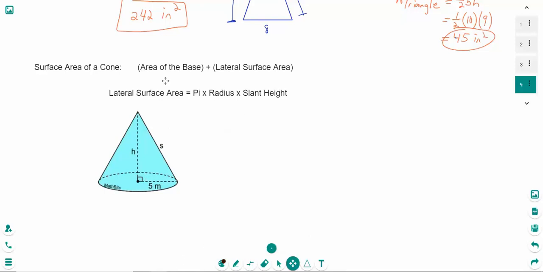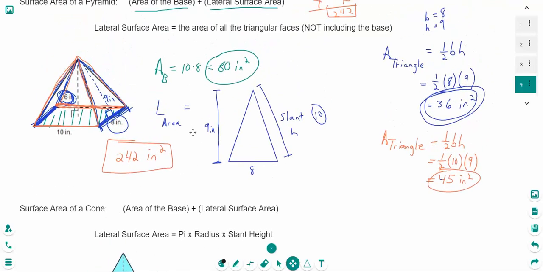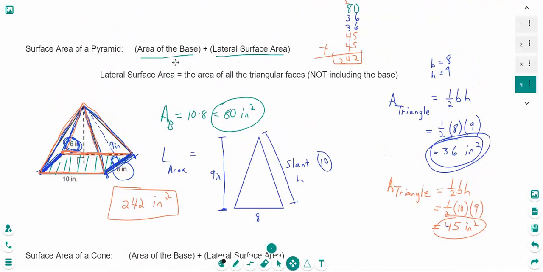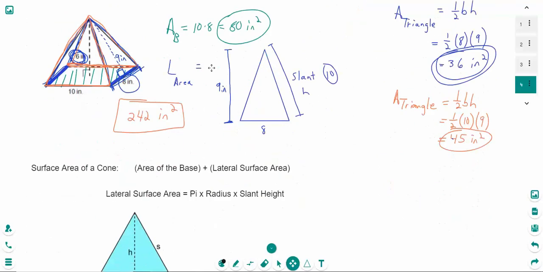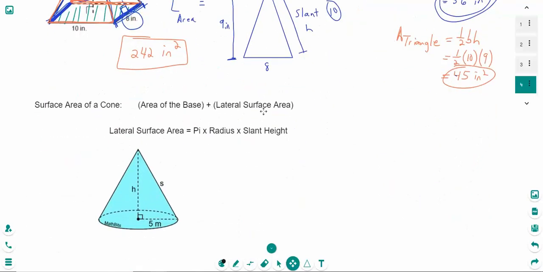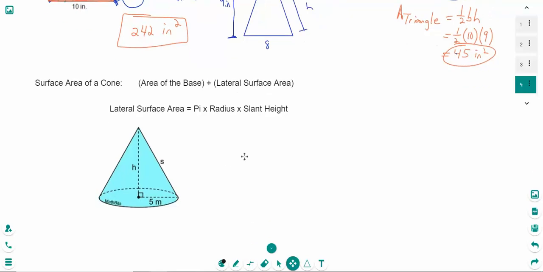So the formula is the area of the base plus the lateral surface area again. So again, the general idea is the same as the pyramid. I mean, that part's the same. It's the area of the base plus the lateral surface area. The difference here is that lateral surface area is kind of complicated. It's kind of complicated to find the lateral surface area of a cone. So we're going to just take it on faith right now. We won't go into the math behind it. You're just going to have to memorize the formula to find this lateral surface area.